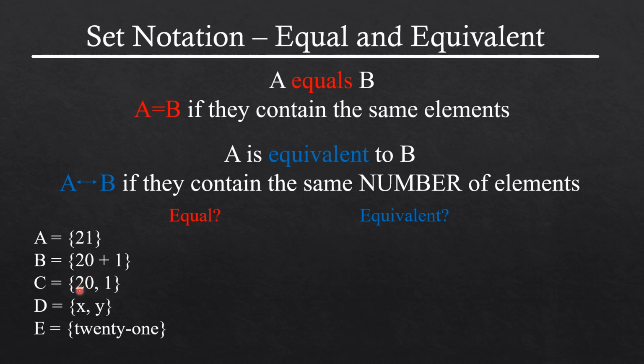Now C does not have the number 21 in it. It has the number 20 and it has the number 1, but it does not have the number 21 in it. D does not have 21 in it. Now E has the number 21 in it. It's just written in word form, but yet it's the same 21. So actually A, B, and E are the same. They are equal because they are the same elements, okay?